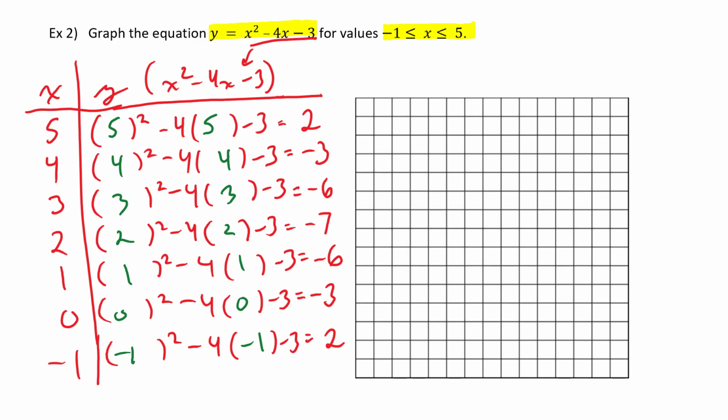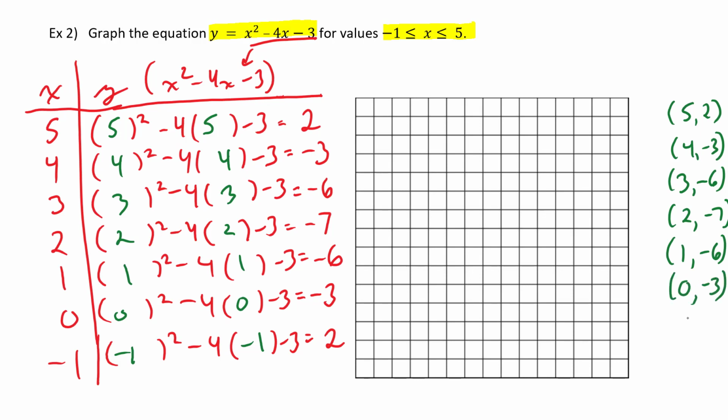So here we now get a set of ordered pairs. I'm going to write them over here because I ran out of space. (5, 2), (4, -3), (3, -6), (2, -7), (1, -6), (0, -3), and lastly, (-1, 2). Again, we've written it in this format. This first number represents the x's, and the second number represents the y's.